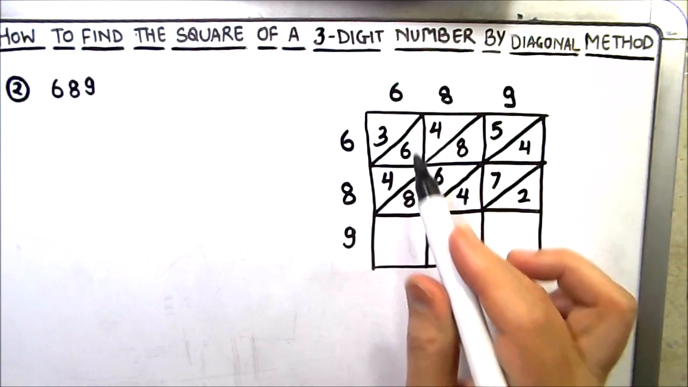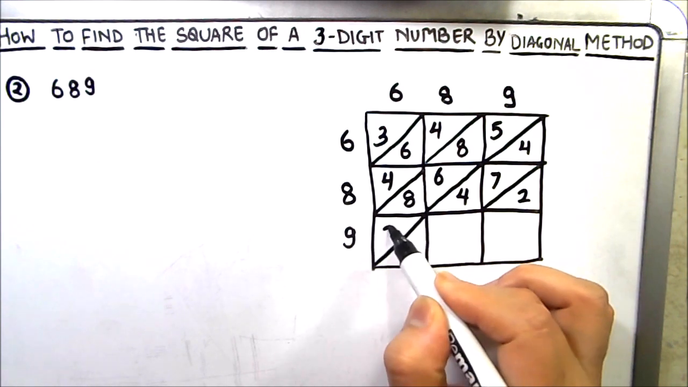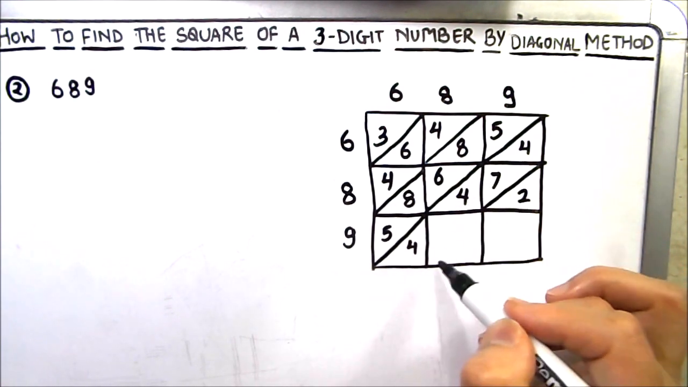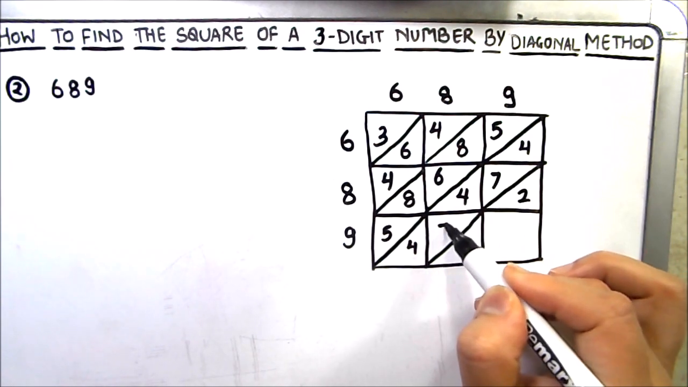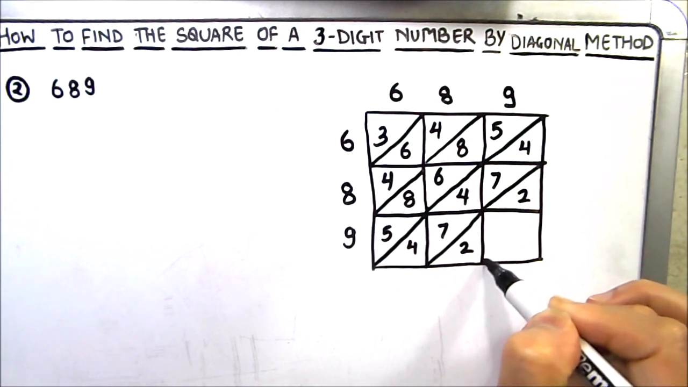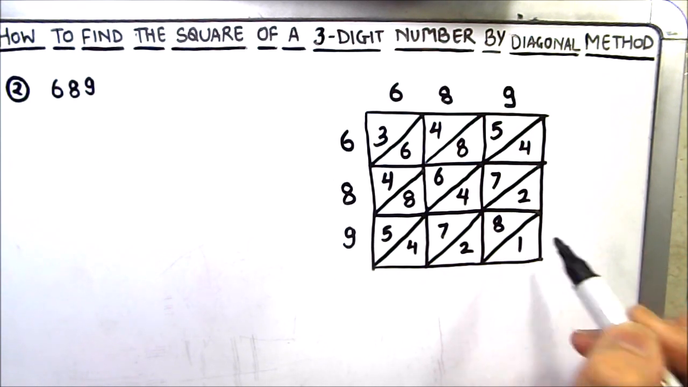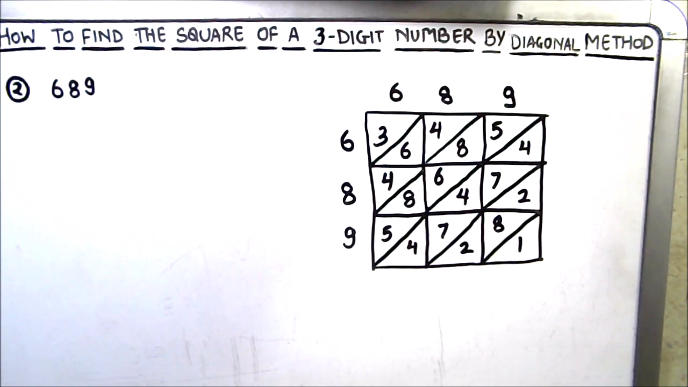Now 9 times 6 is 54. 9 times 8 is 72. And 9 times 9 is 81. So we have written all the digits after multiplying.